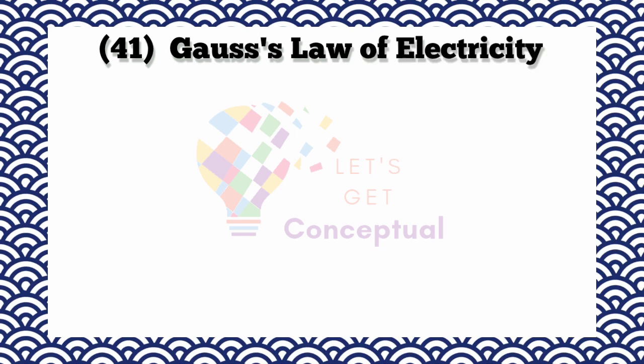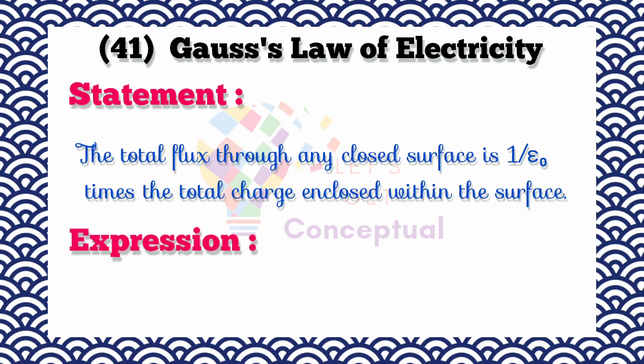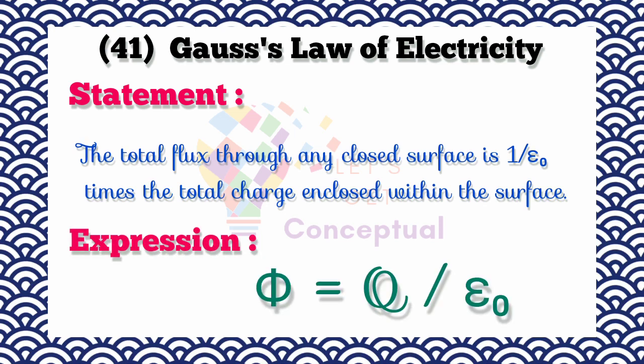Number 41. Gauss's law of electricity. Statement: The total flux through any closed surface is 1 over epsilon naught times the total charge enclosed within the surface. Expression: Phi is equal to Q over epsilon naught.